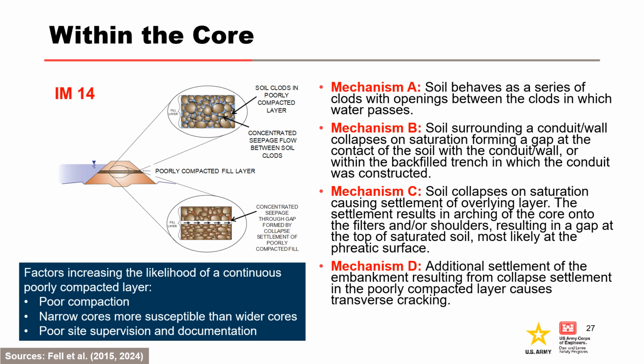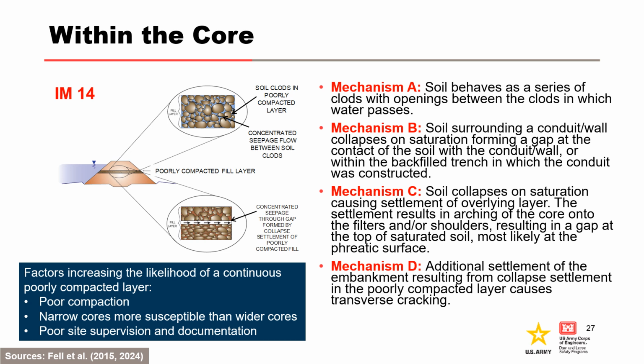Mechanism C, the soil collapses on saturation, causing settlement of the embankment above the poorly compacted layer. The settlement results in arching of the core onto the filters and/or shoulders, resulting in a gap at the top of the saturated soil, most likely at the phreatic surface. Mechanism D, additional settlement of the embankment resulting from collapse settlement in the poorly compacted layer causes transverse cracking.